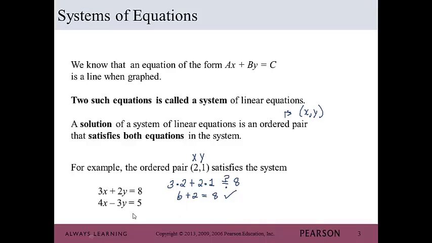Now we would check it in the second equation, and we have 4 times 2 minus 3 times 1, and we want to know, does this equal 5? So 4 times 2 is 8, minus 3 times 1 is 3. 8 minus 3 is 5, so it works. Therefore, this ordered pair 2 comma 1 is a solution to this system.